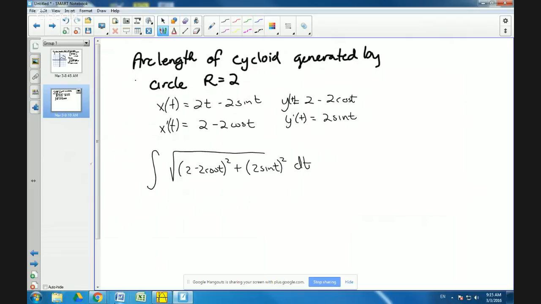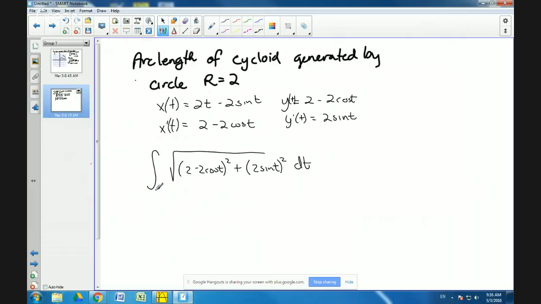There's our integral. It's kind of ugly, huh? What are our integral limits? 0. No. Actually, 4 pi is the circumference of the circle, because the radius is 2.